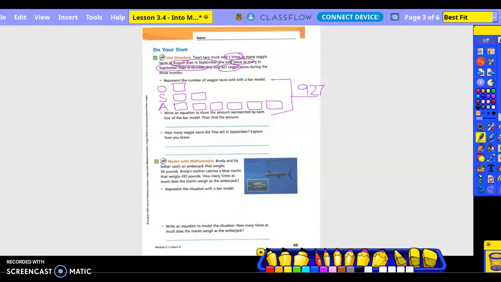So now what is our equation going to be? 927 divided by 9. Because we have 9 total boxes. And that's going to give us veggie tacos per box. Right? Okay. So 927 divided by 9. 9 into 9. Minus 9, 0. Bring the 2 down. 9 into 2. Nope. Minus 0. 2. Bring down the 7. 9 into 27. 3 times minus 27. Nothing left over. So what goes in each box?